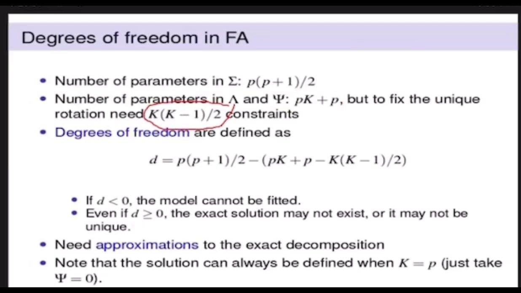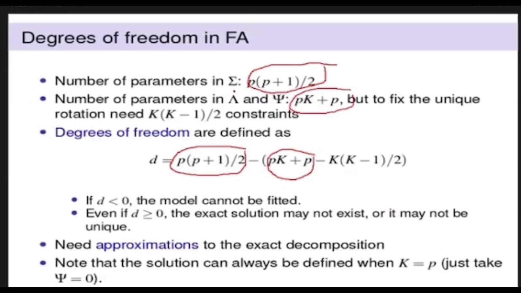Now I need you to take a look at this. This one is the number of parameters in the variance-covariance. This one is the number of parameters in this and this. Then what are you doing here? You are subtracting the constraints. With that, you're actually going to strike a balance. The degree of freedom strikes a balance. Does that make sense?